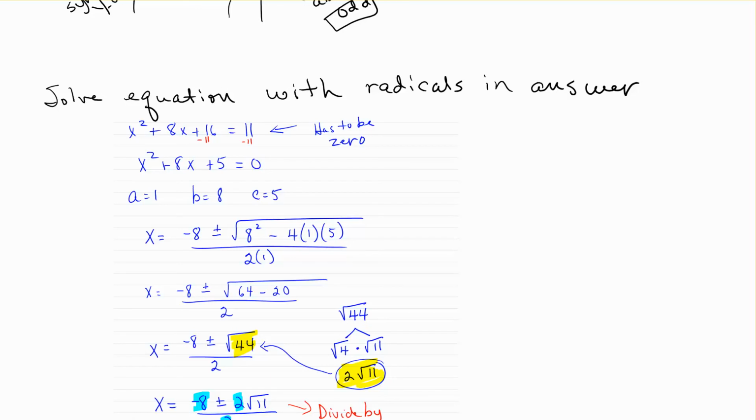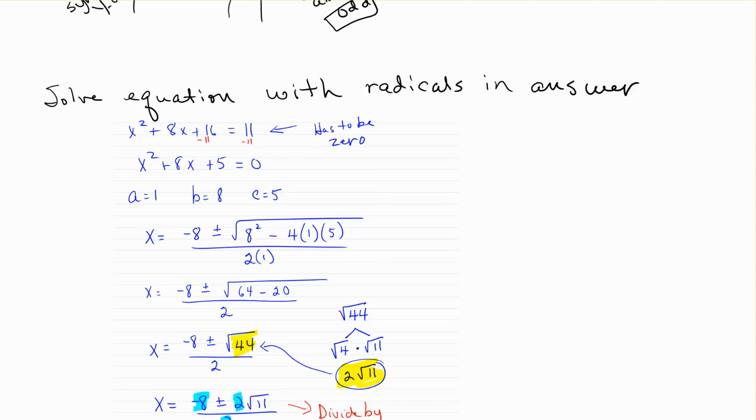Next, you want to be able to solve an equation that's going to have a radical in the answer, and you have to be able to simplify that radical. So here would be a possible equation you would get. And number one, you want everything on the left and 0 on the right. So I had to subtract 11 here. And I want that to look like that equals 0.